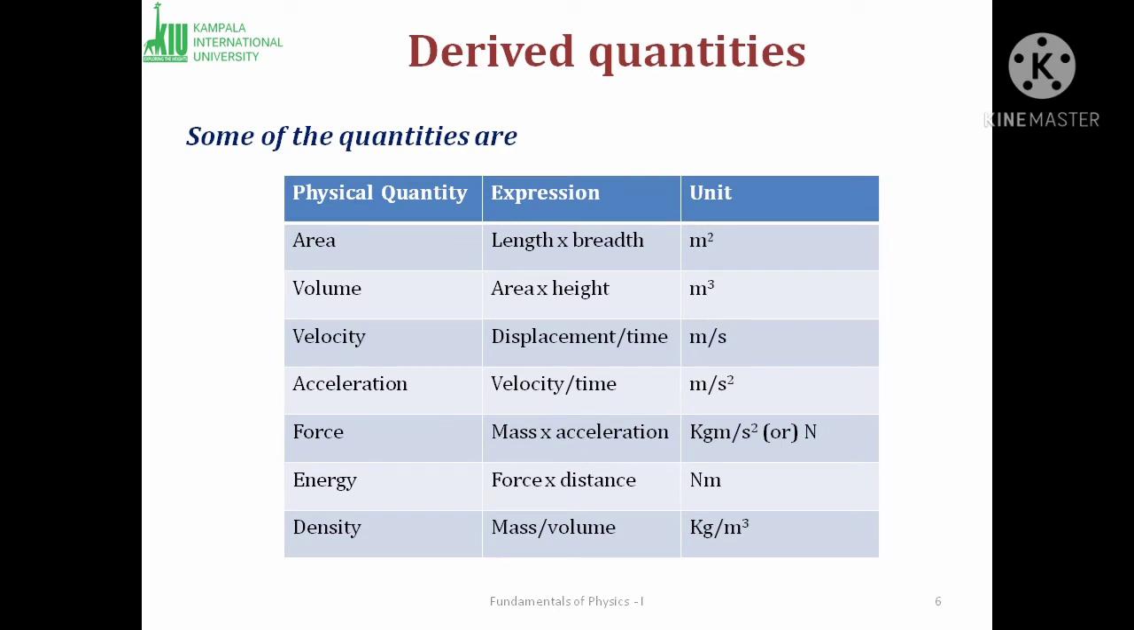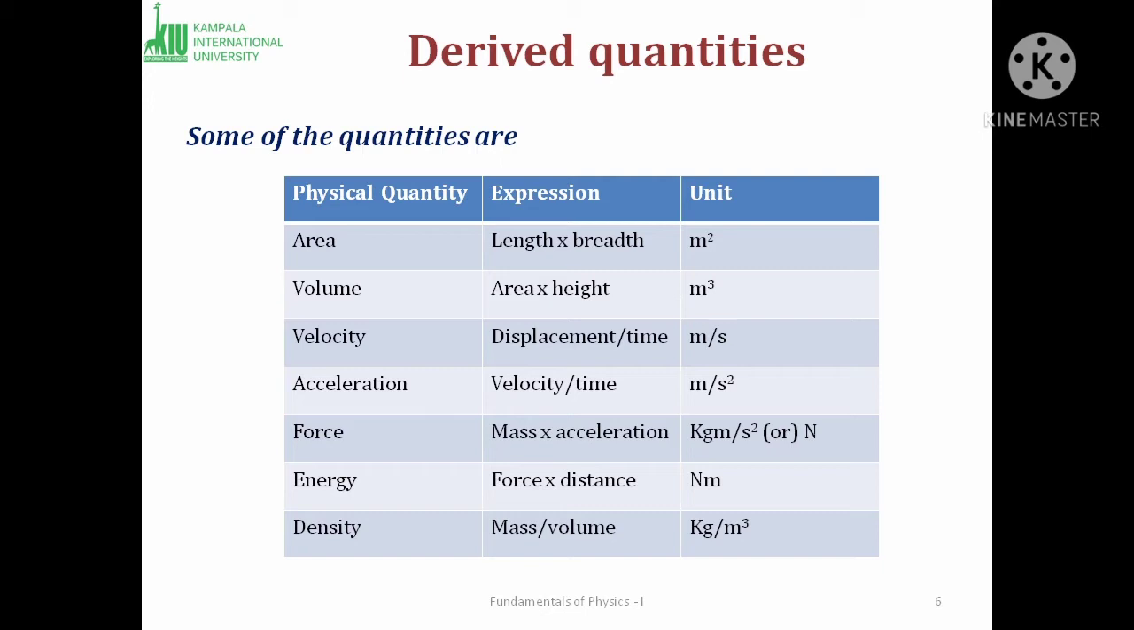And derived unit, this derived unit is used for measuring the derived quantities, that is the unit to measure these derived quantities, that is the area. Area is length into breadth. The unit of length is meter and the unit of breadth is also meter. So the unit of area is meter square. This meter square, it is a derived unit.